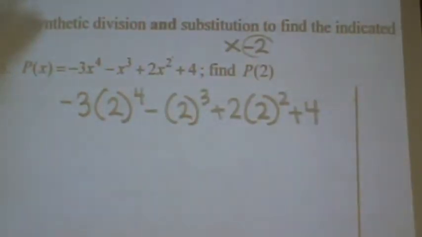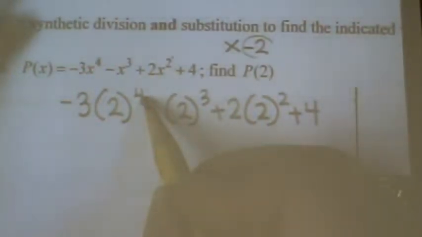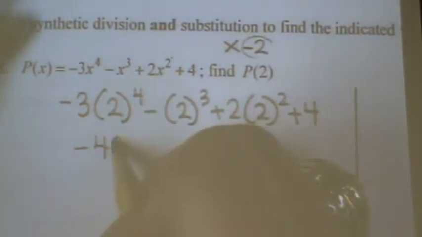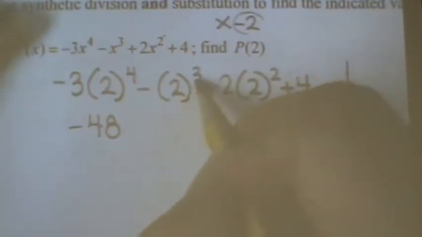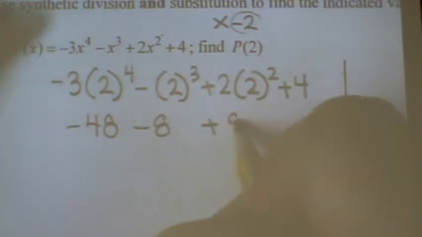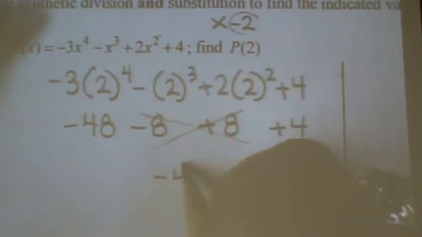Okay, let's do this problem. First, do your exponents first. What's 2 to the 4th power? It's 16 times 3, this is going to be negative 48. And this is going to be 8, so minus 8. 2 squared is 4, 4 times 2 is 8. What happens to these 8s right here? They cancel. And then you have plus 4. Negative 48 plus 4 is negative 44. So this is called the remainder.